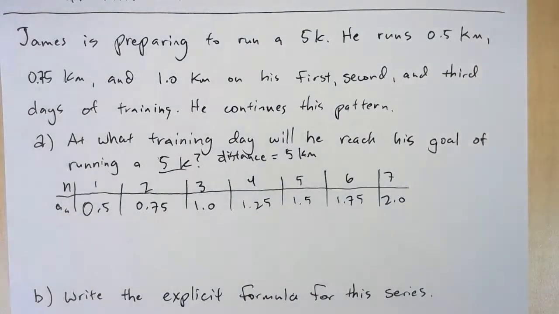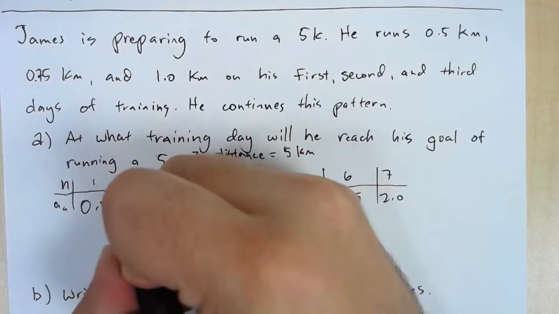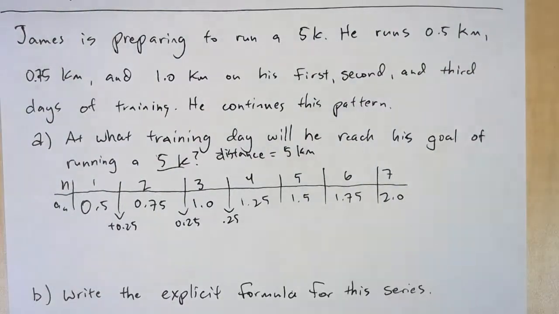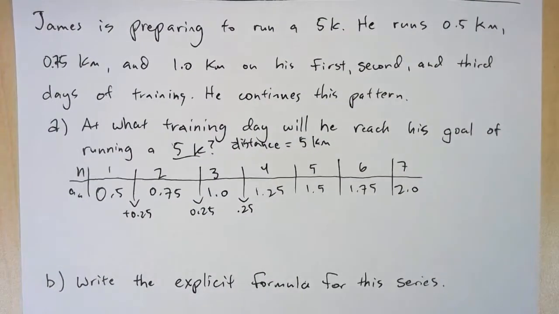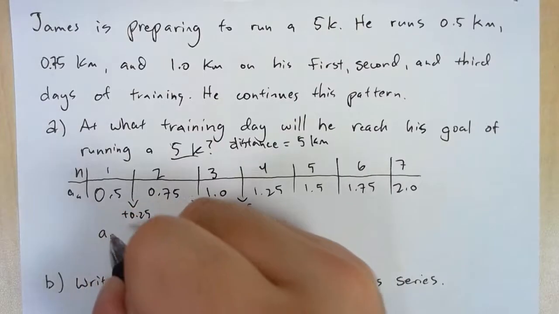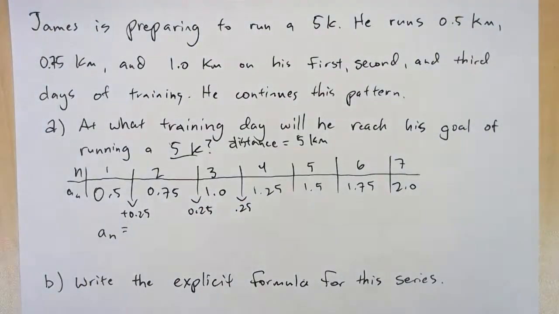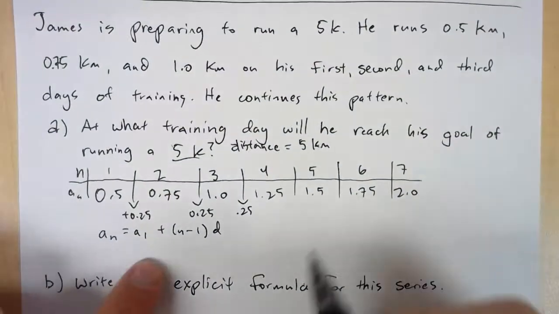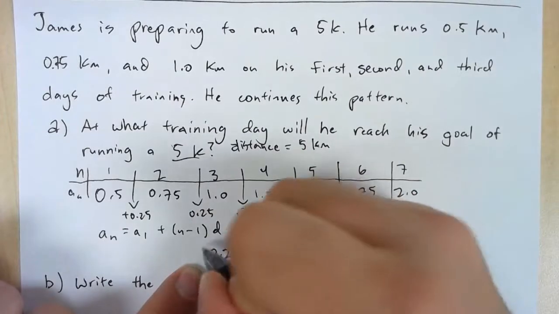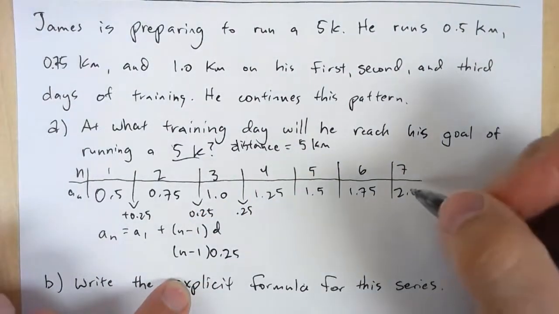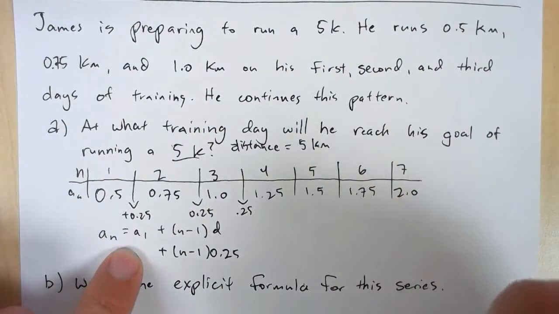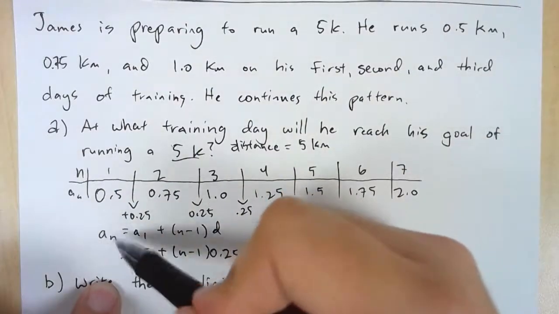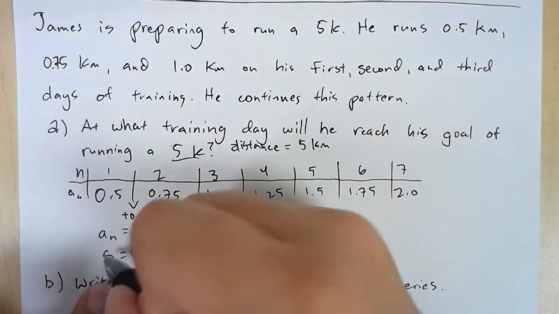So let's use our arithmetic sequence formula, since we've established that we add 0.25 every single time, so our common difference is 0.25. From our formula sheet, a sub n equals a sub 1 plus n minus 1 times d. We don't know the number of terms, n. We're trying to find that. We know a sub 1 is 0.5, and our last term needs to be 5 kilometers, or just 5.